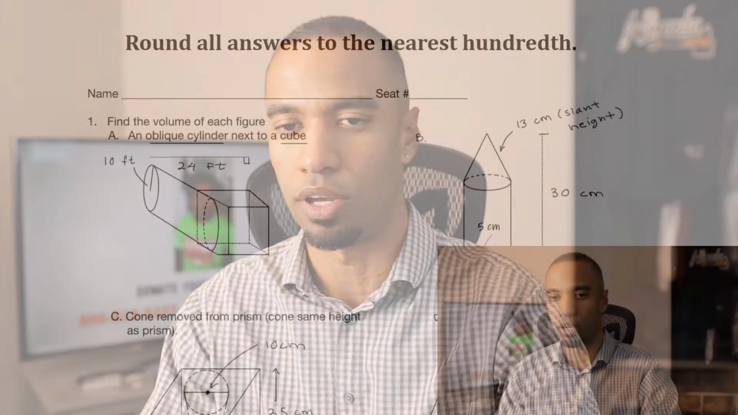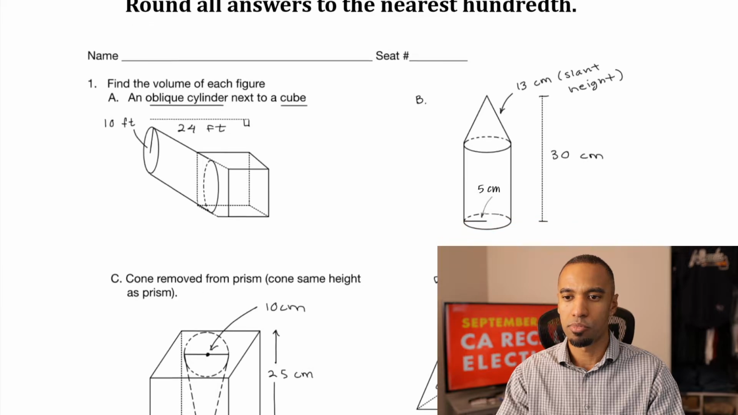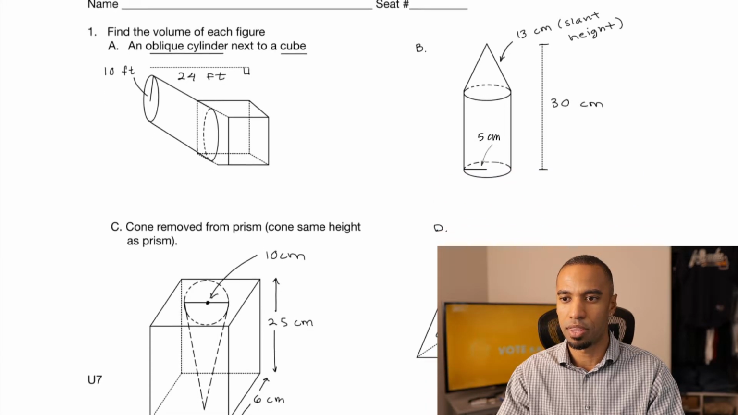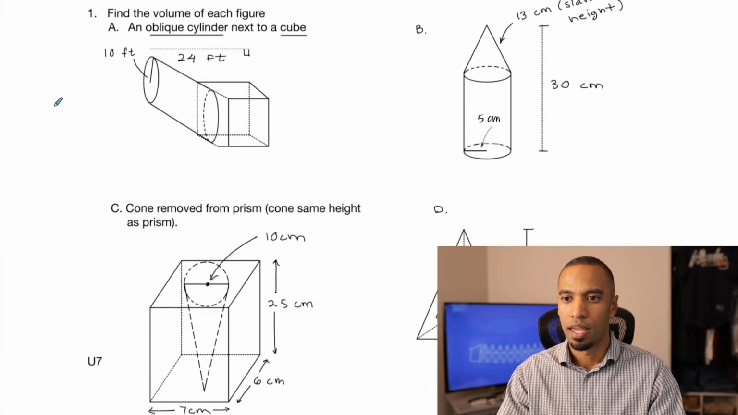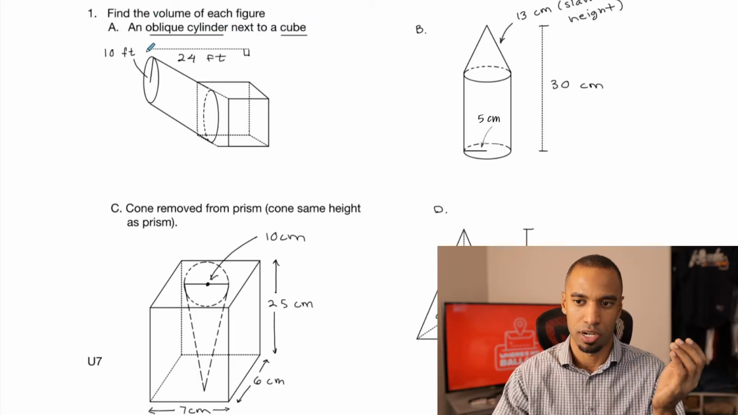All right, guys, without further ado, I'm going to go ahead and get started on this. Let's take a look at what all of this looks like. Starting with the first problem, number 1, rounding to the nearest hundredth, find the volume of each figure. Now, part A, we have an oblique cylinder next to a cube. And here's what the information looks like.